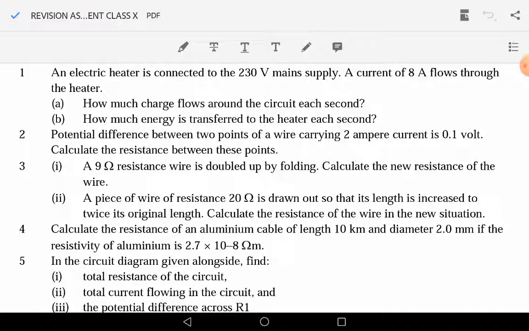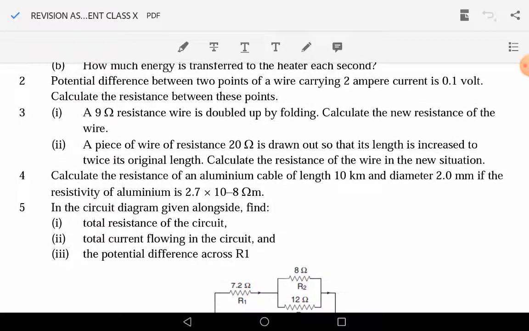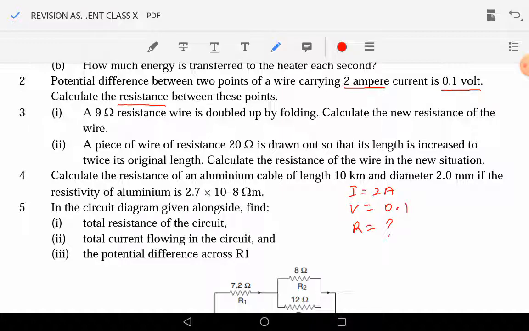Now moving to question number 2, that is, the potential difference between the 2 points of a wire carrying 2 ampere current, that is I is equal to 2 ampere, is 0.1 volt, that is V is equal to 0.1. Calculate the resistance. Now it is a very simple question. It is related to Ohm's law.